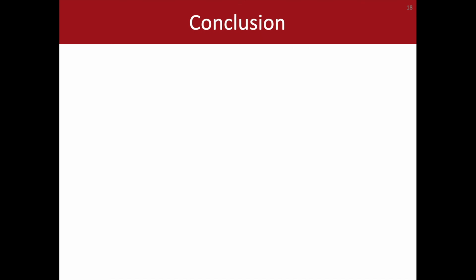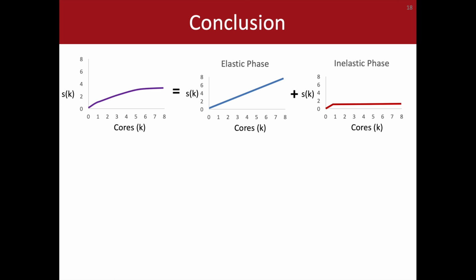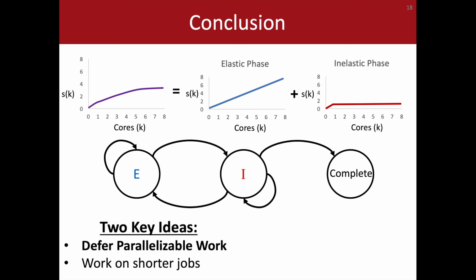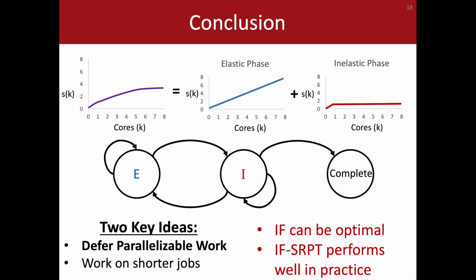So to wrap up, today I discussed the speedup function model and how it could sometimes hide the fact that jobs can be composed of elastic and inelastic phases. I presented a model for these jobs composed of phases and used it to motivate the design of better phase-aware scheduling policies. I presented two key ideas in the design of better phase-aware scheduling policies and showed that IF, which just defers parallelizable work, can be optimal in certain circumstances. In other cases, IF-SRPT, which balances our two key ideas, can perform well in practice.